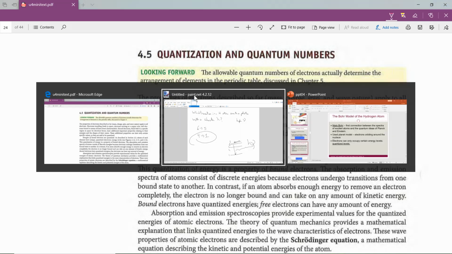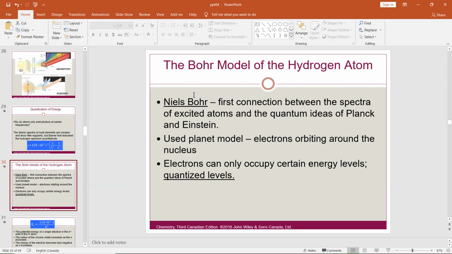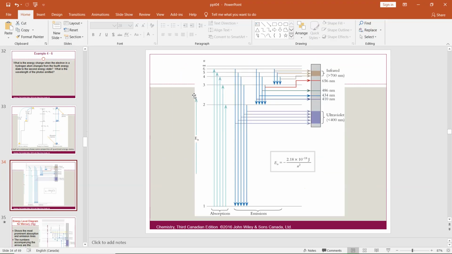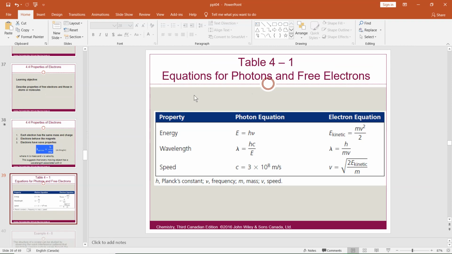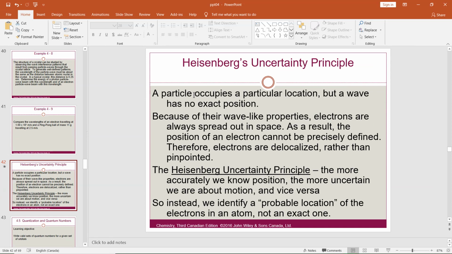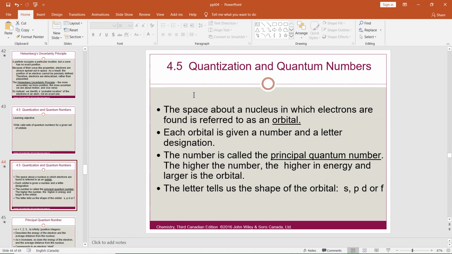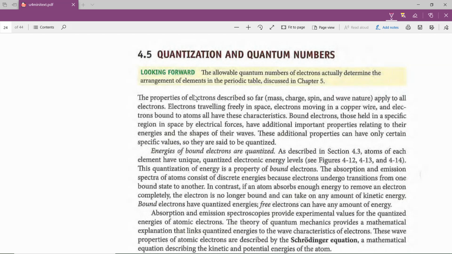Just before we start, is there anything in our slides which will help? Properties of electrons, that's that table we had, the example. Heisenberg uncertainty principle. The more accurately we know position, the more uncertain we are about momentum. Probable location of the electrons in an atom, not an exact one. Okay, so now we're going to get into quantum numbers.